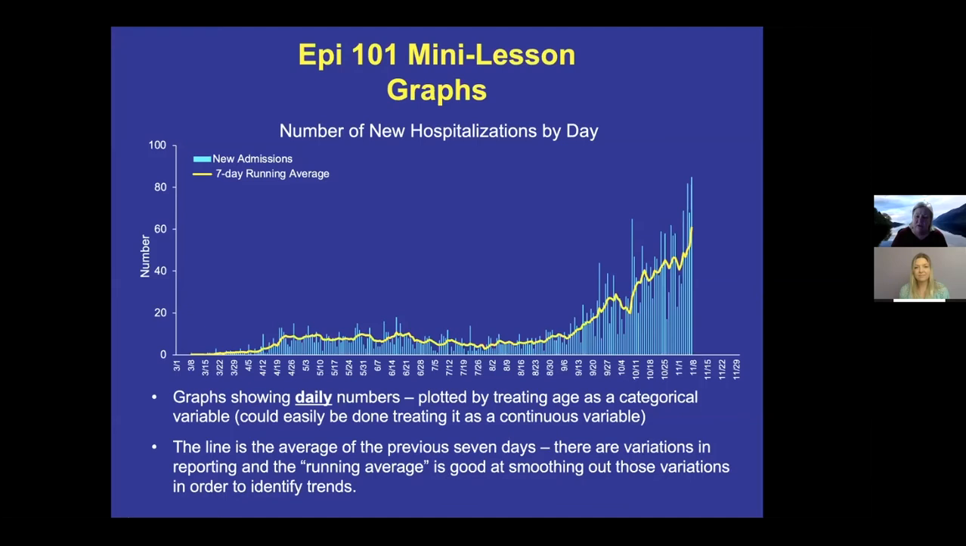So these numbers will be low around the weekends. And then there's a lot of day-to-day variability. And this 7-day running average smooths that out, and it lets us look at trends over time. And as you can see, for the past couple weeks, we've had an increase in the number of hospitalizations that are occurring each day. We can look at where this yellow line is, and it's around 60 hospitalizations a day. So 60 people a day are being hospitalized.